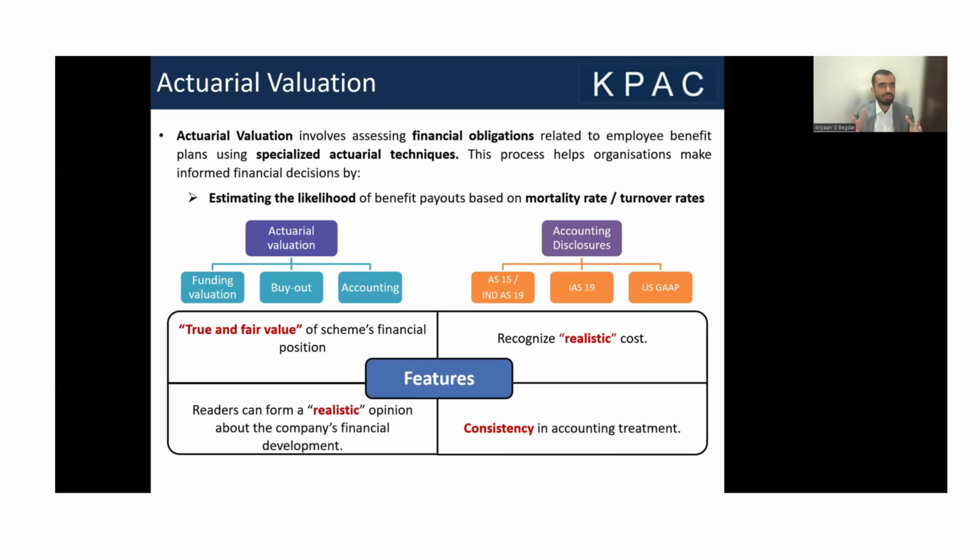So it helps all the stakeholders form a real picture and assess the company's obligation towards these employee benefit plans. And lastly, the accounting standards are mostly prescriptive in nature, which means that the accounting standards pretty much prescribe the actuarial methodology to be used and how the actuarial assumptions must be determined.